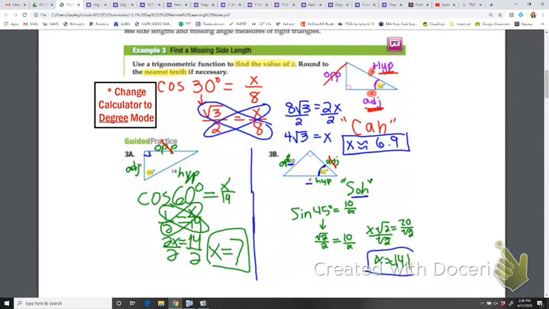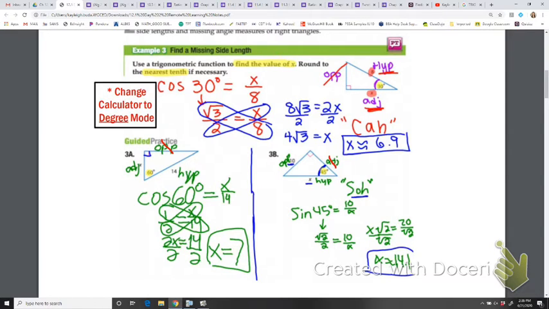All right, 3a. On this one, I highlighted my degree that they gave us, 60 degrees. I labeled the opposite side, the hypotenuse, and the adjacent. On this one, again, I don't need the opposite side because nothing was given, so I'm going to use the adjacent and the hypotenuse again, which is cosine. So set up your ratio: cosine of 60 degrees equals x over 14, the adjacent over the hypotenuse.